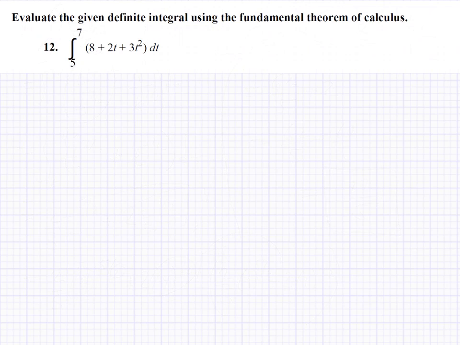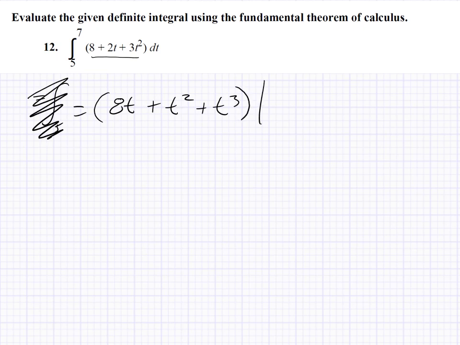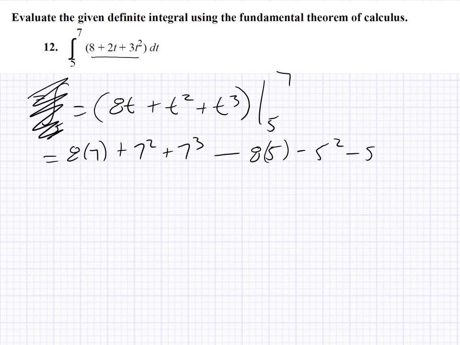All right, so this one's probably the easiest one of the bunch. We've got to do this definite integral, but it's just a polynomial. So this should be really easy to find the antiderivative. If we look at this thing, we could just go right at it. We can say 8t plus t squared plus t cubed between 5 and 7. Plug in 7. I'm going to have 8 times 7 plus 7 squared plus 7 cubed, minus plug in 5: 8 times 5 plus 5 squared plus 5 cubed.